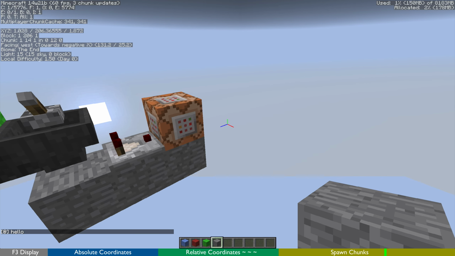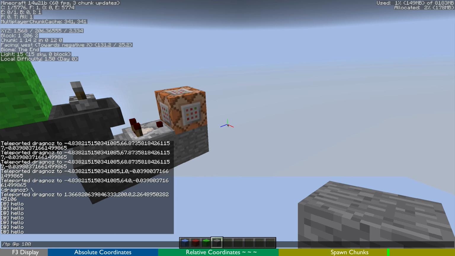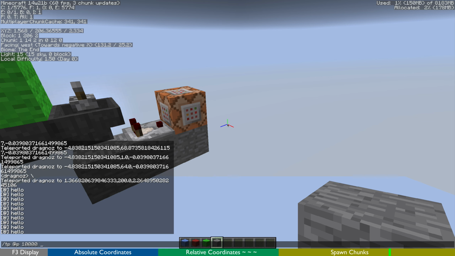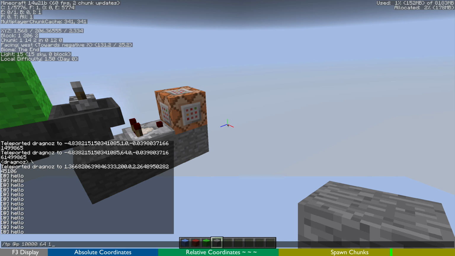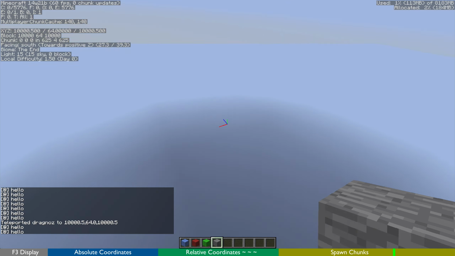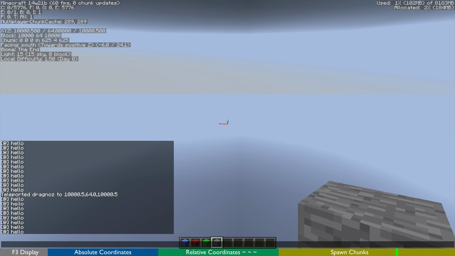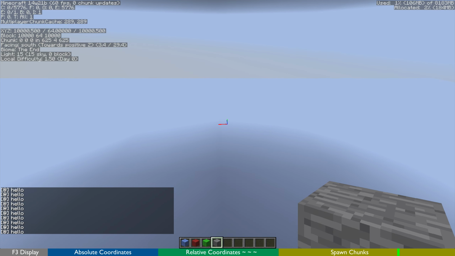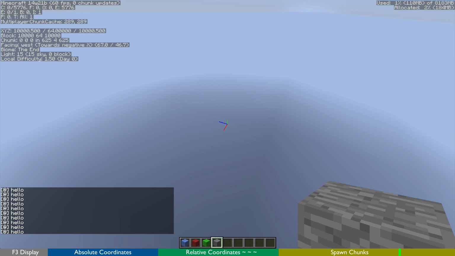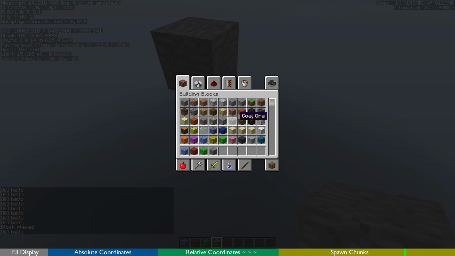So even though I go TP at p 10,000 64 10,000, even though I'm 10,000 blocks from that, I am still getting that signal. It is still running. If I, for example, set a block over here, so setblock, just do it relative, stone. And I build that mechanism again.